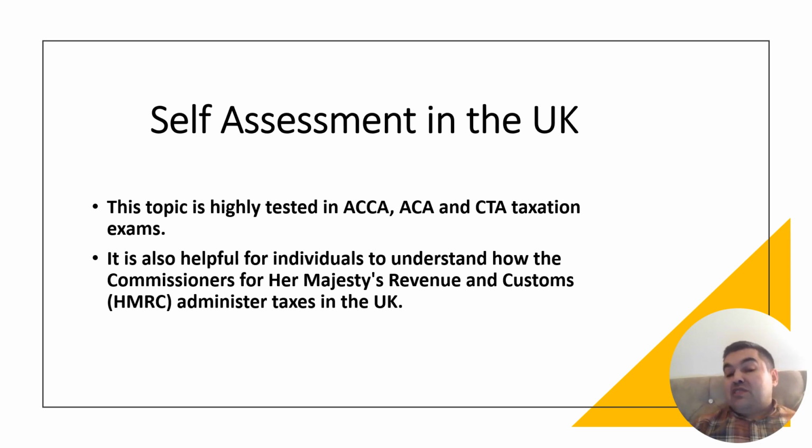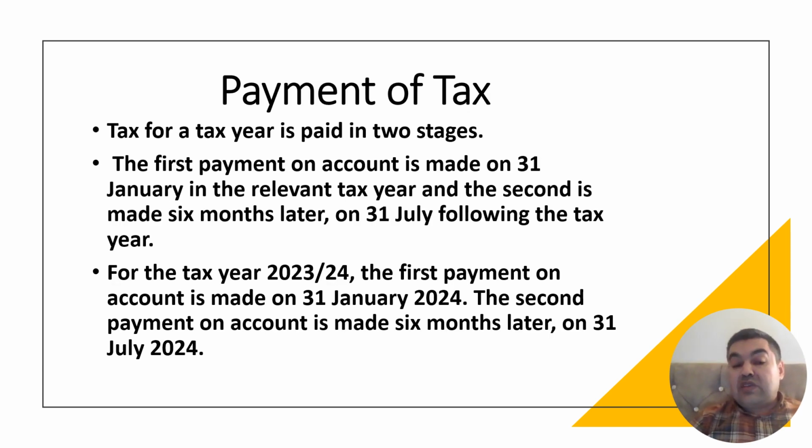the payment on account. This usually happens if your tax liability or unpaid tax is more than £1,000. Then you will see that when you get your tax return, HMRC requires you to make a payment on account. Now, how does this payment on account work? This topic is highly tested in ACCA, ACA and CTA exams. It is also helpful for individuals to understand how taxes work in the UK.